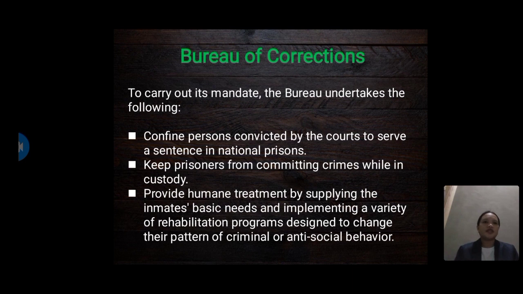So, to carry out its mandate, the Bureau undertakes the following. Confine persons convicted by the courts to serve a sentence in national prisons. Keep prisoners from committing crimes while in custody. Yes, that's one of the mandates. Provide humane treatment by supplying the inmates' basic needs and implementing a variety of rehabilitation programs designed to change their pattern of criminal or antisocial behavior.